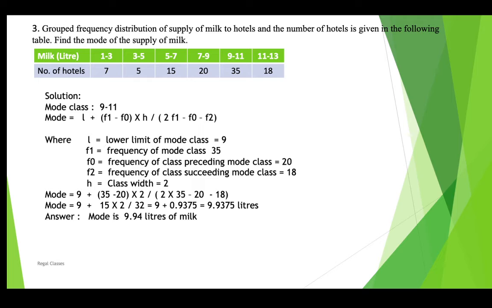So mode class is 9 to 11. L is 9, f1 is 35, f0 is 20, f2 is 18, class width is 2. Substitute and you get the answer. Mode is 9.94 liters of milk. Once you get the data, it's only substitution in the formula.